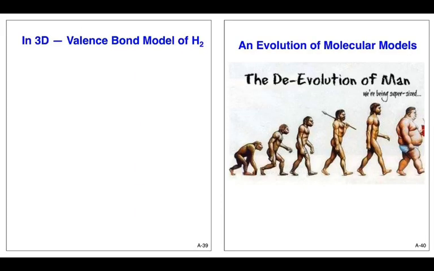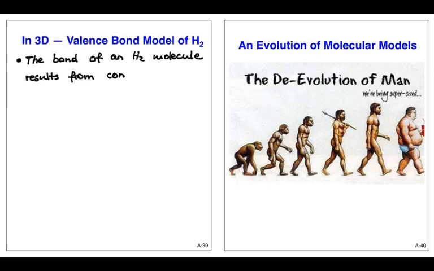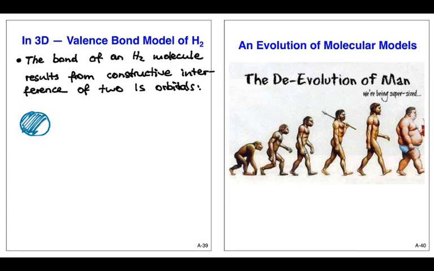Now let's see what happens in 3 dimensions. For example, for the bond in H2. The bond in an H2 molecule simply results from constructive interference. And what are the 2 orbitals involved? The 2 1s orbitals, right? So here's the first 1s orbital of the first hydrogen atom, and then we put that together with a second 1s orbital of the second hydrogen atom. Put them together, and you see we get constructive interference in the middle, and that gives us the bond between the 2 hydrogen atoms.